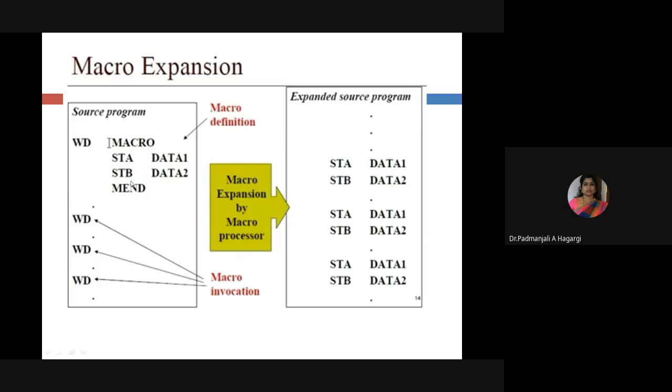Say for example, I am using a call for this WD. WD is the name of the macro. Now here, store A, store B: I am having something like data 1 in A, and in the B register I am having something like data 2, and here I have some set of code, and this is the macro definition.